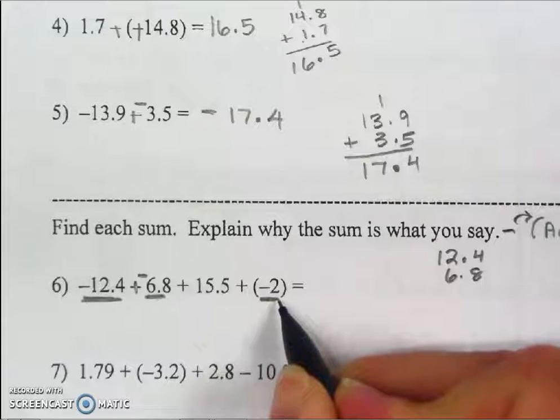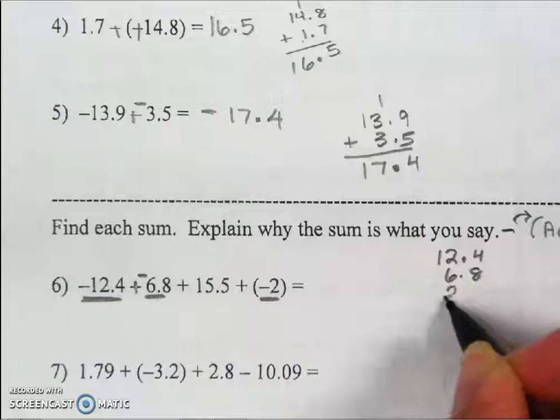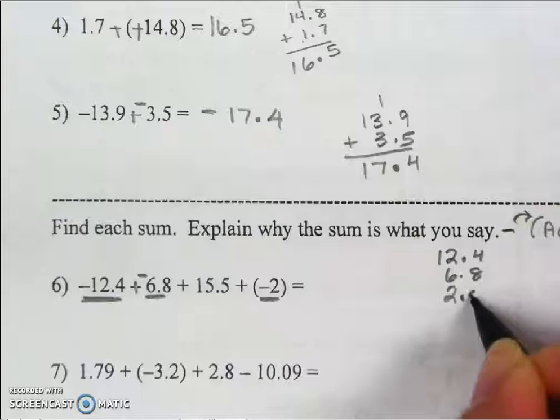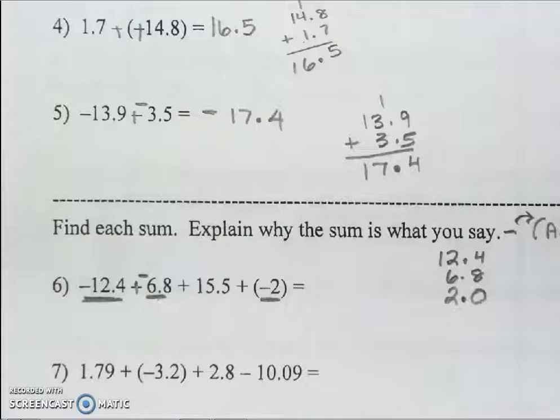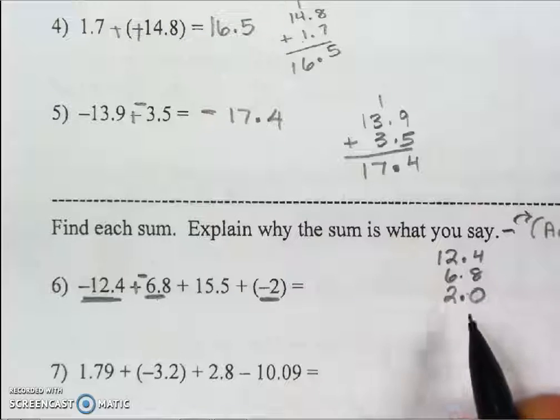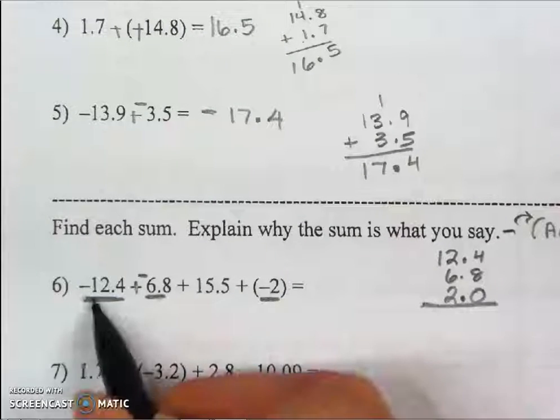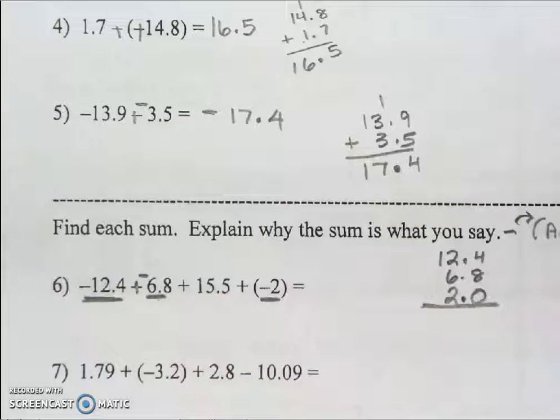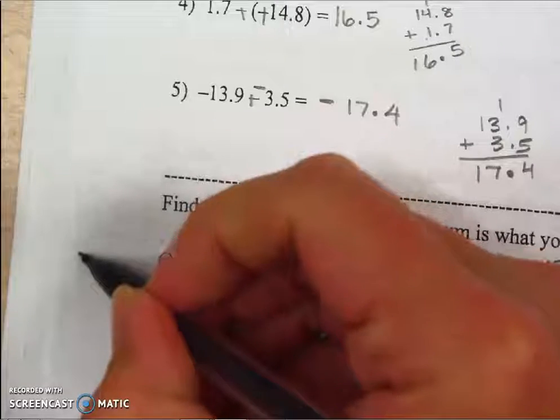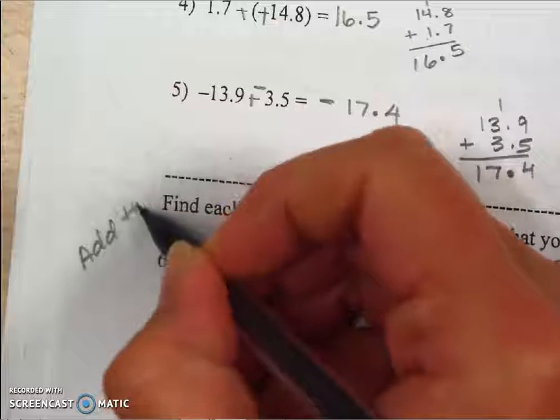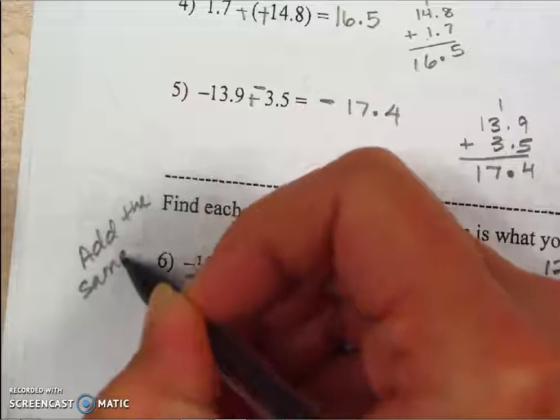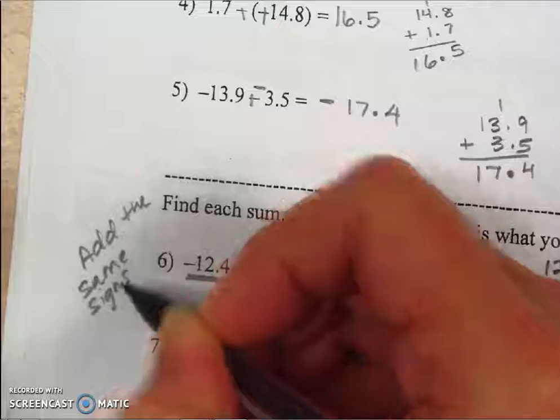Remember, 2 is like $2, so it has the decimal behind it, and then we just fill in with a 0. So I'm going to write it as 2.0 so I can line up all those decimals. And let's add those all up because those were all negatives. Since those are the ones with the same signs, I'm going to add them all together. Add the ones with the same signs.